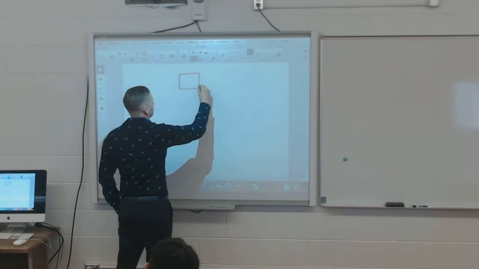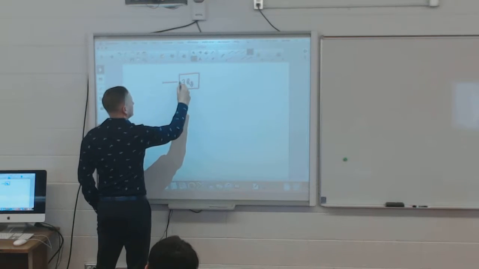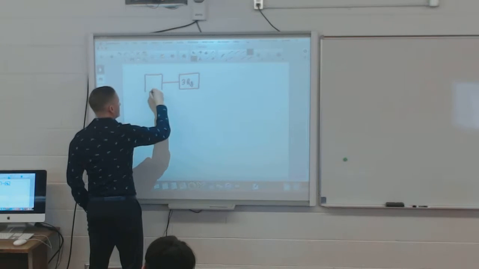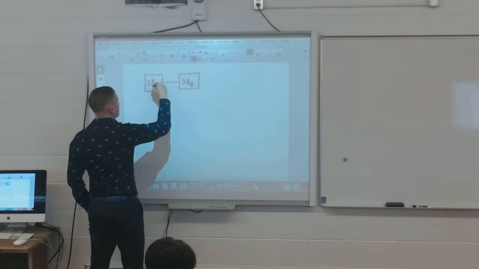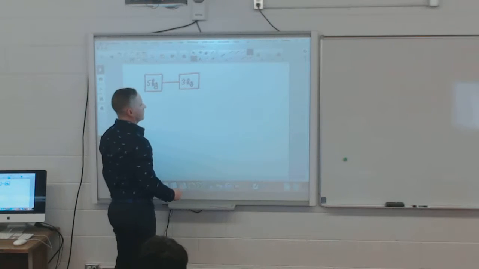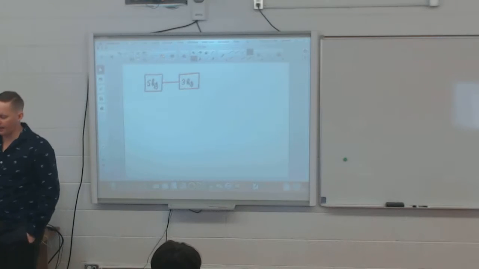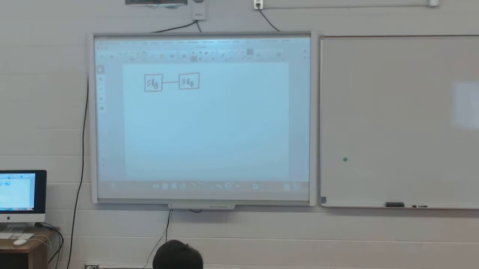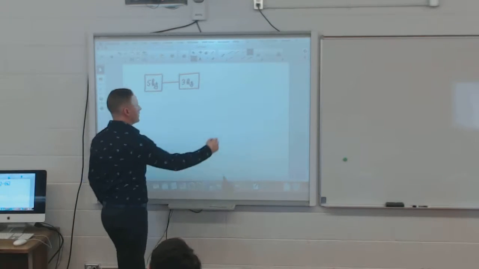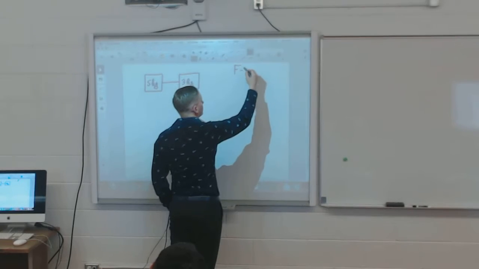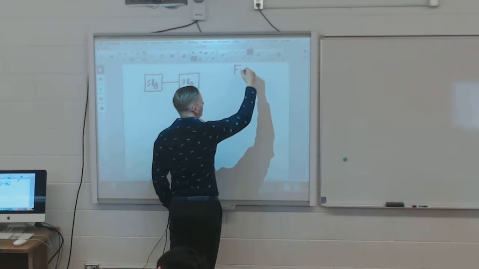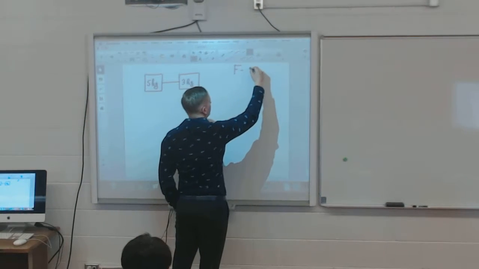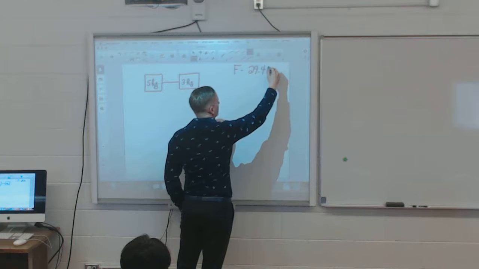I have a 3 kilogram pulley engine that's going to pull a 5 kilogram cart. So they're attached by a string. The force being exerted by the 3 kilogram is 29.4 newtons.